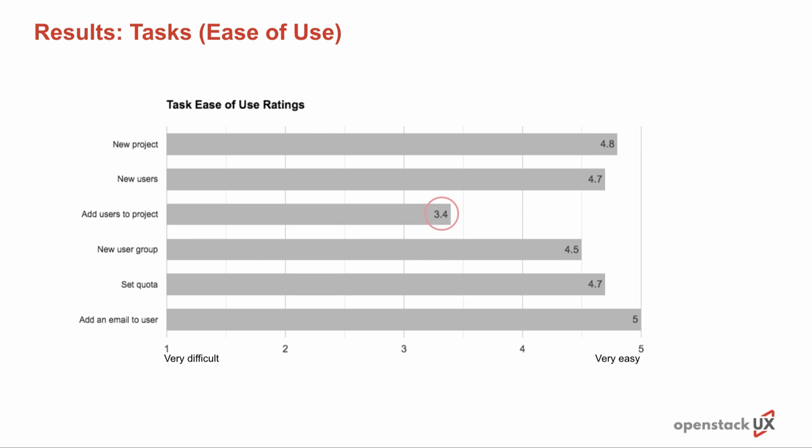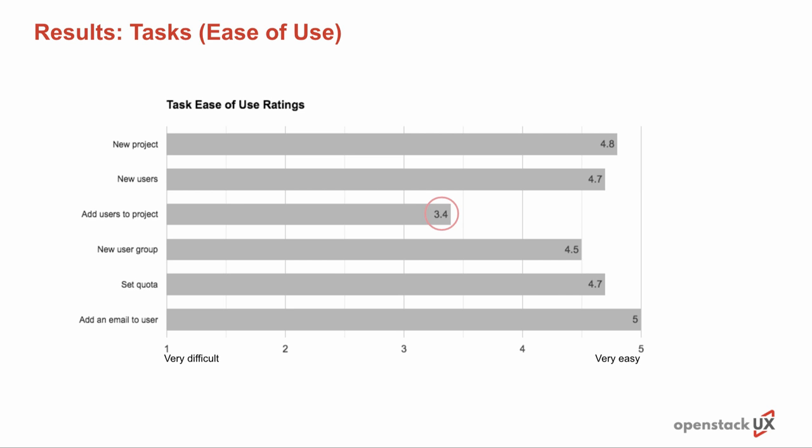So in terms of results, in this slide, we're looking at the individual tasks. Again, adding a new project, adding new users, adding users to a project, creating a new user group, set quota, and add an email to the user. And in this case, it's ease of use. A rating of 1 would mean that they felt it was very difficult. A rating of 5 meant that they felt it was very, very easy.